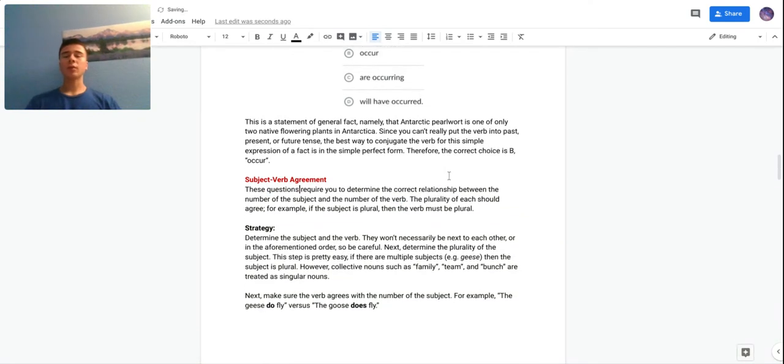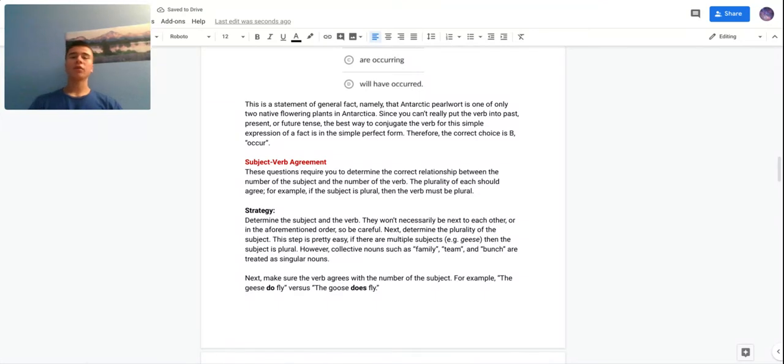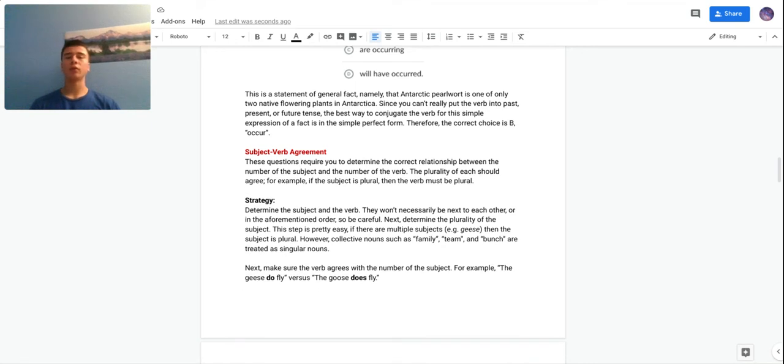All right. So the next topic is subject-verb agreement. So you have to pretty much make the subject and verb agree in number. So if it's a plural subject, you want to make it link with a plural verb. And if it's singular, you want to make sure it links to singular. So often these questions will match a plural subject with a singular verb or vice versa.